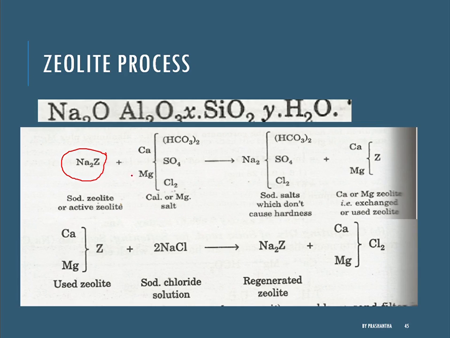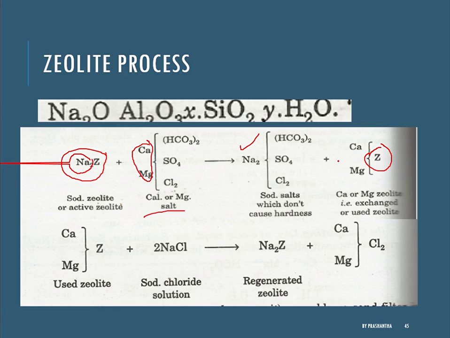When it reacts with hard water, this sodium gets replaced, and the calcium or magnesium will come with the zeolite ions. So these two are exchanged, calcium and magnesium with sodium, right? So the calcium and magnesium zeolite are formed. Once it is used continuously, it will be exhausted. I cannot throw it away simply, because it is like sand or silt or clay.